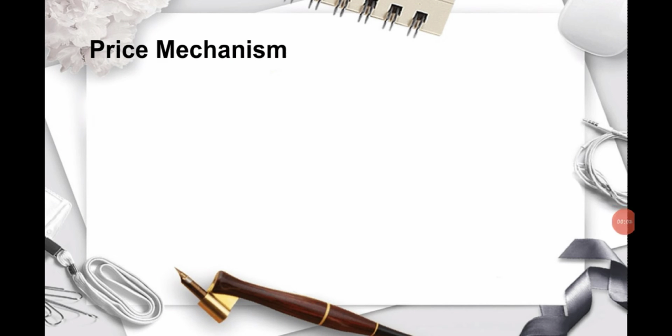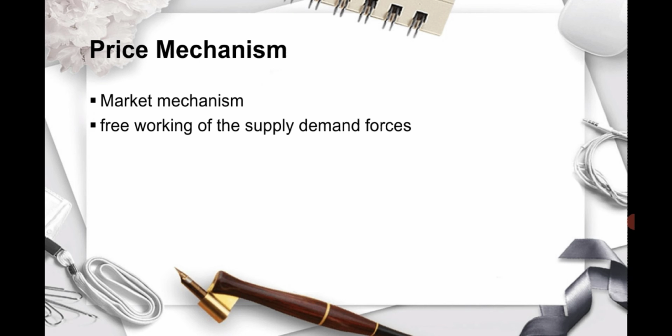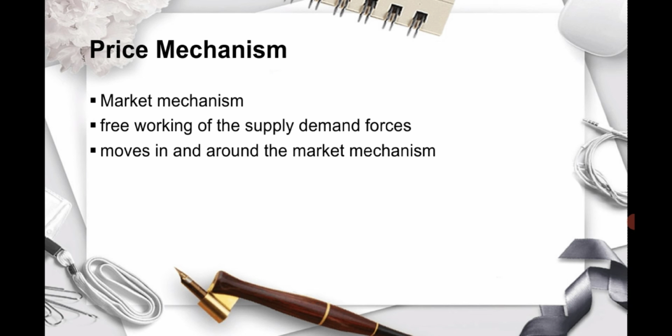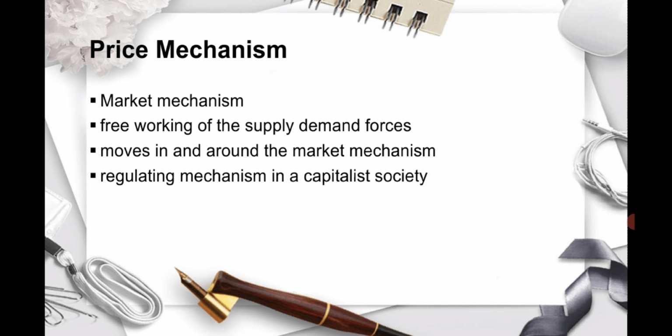Seventh is the price mechanism, also called the market mechanism. This type of economy has a freely working price mechanism to guide consumers. The supply and demand forces work freely without any intervention. Under this system, the whole economic system moves in and around the market mechanism, and it also acts as the regulating system in capitalist society. Another thing is that producers are helped by the price mechanism in deciding what to produce, how much to produce, when and where to produce.